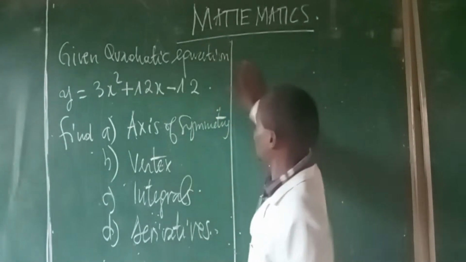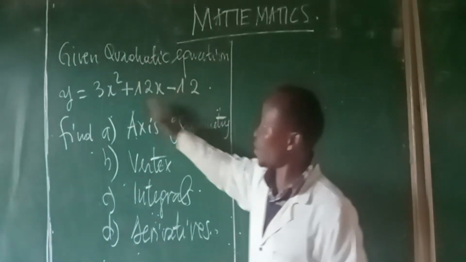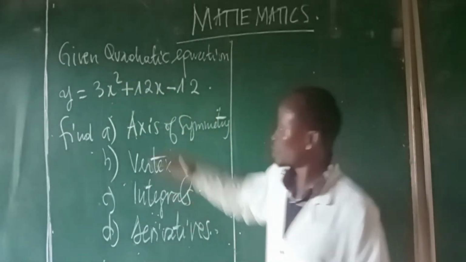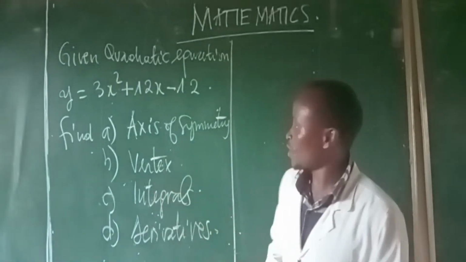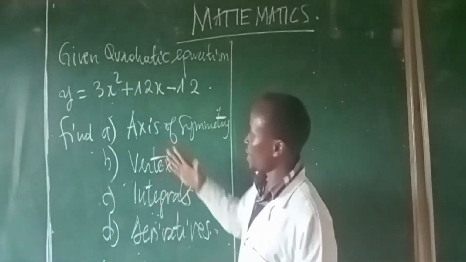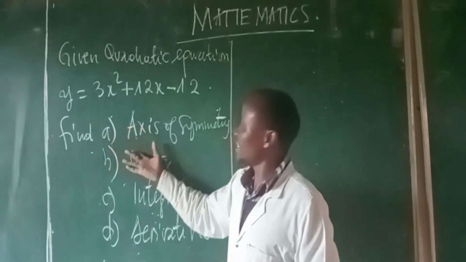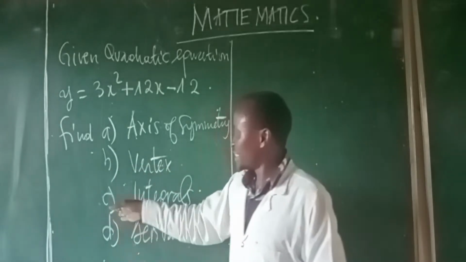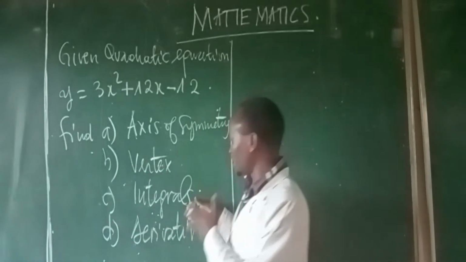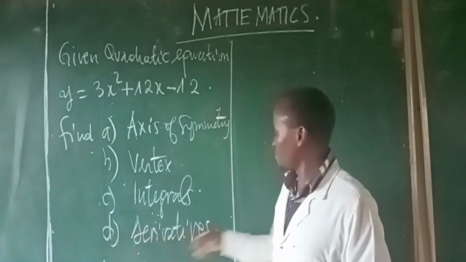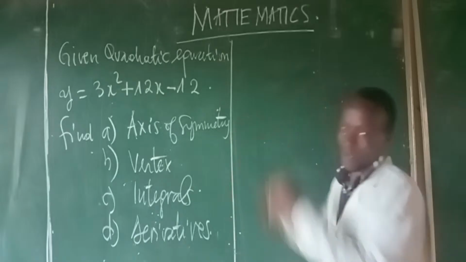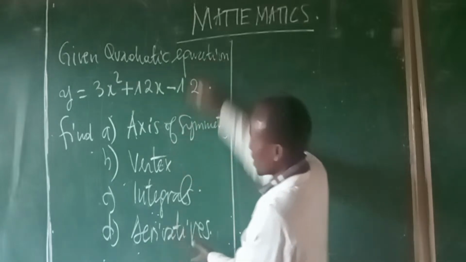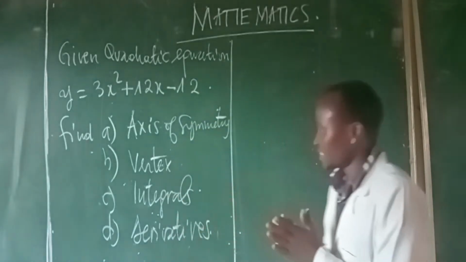So now we have a quadratic equation where y is equal to 3x squared plus 12x minus 12, yes? We have some questions asked on this quadratic equation, right? The first one is to find the axis of symmetry. Second, the vertex. Then it will be the derivative, right? So now on this equation, this is what we are going to find, by using different methods in mathematics.